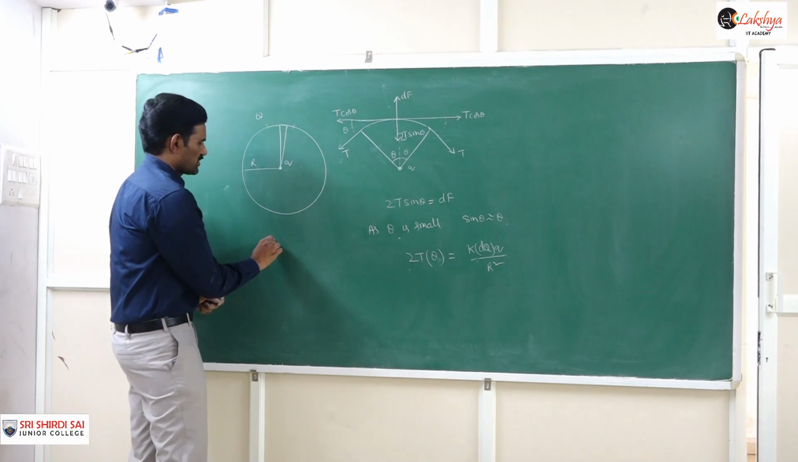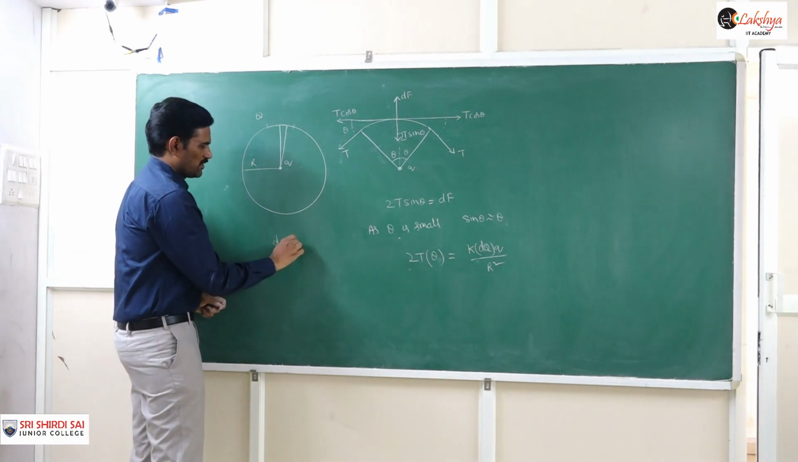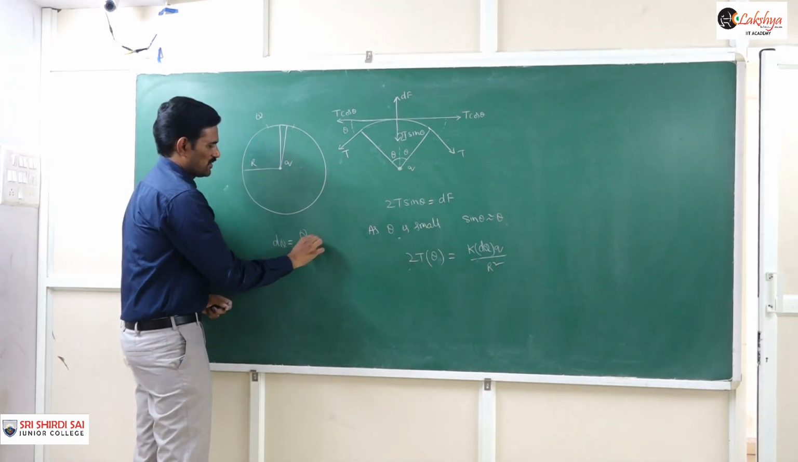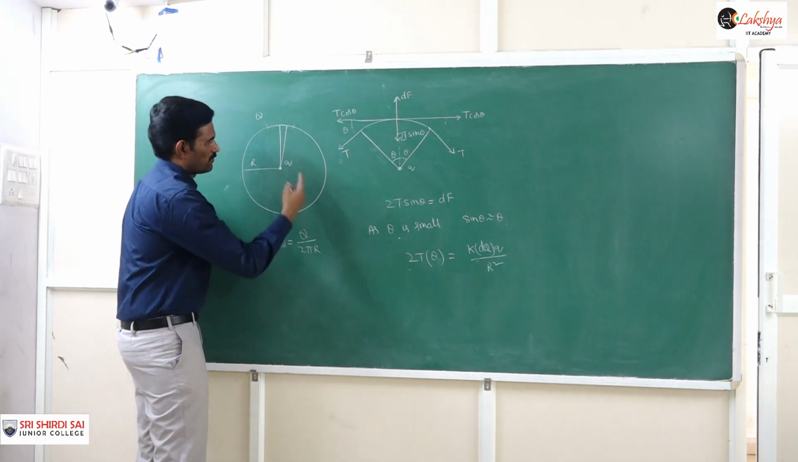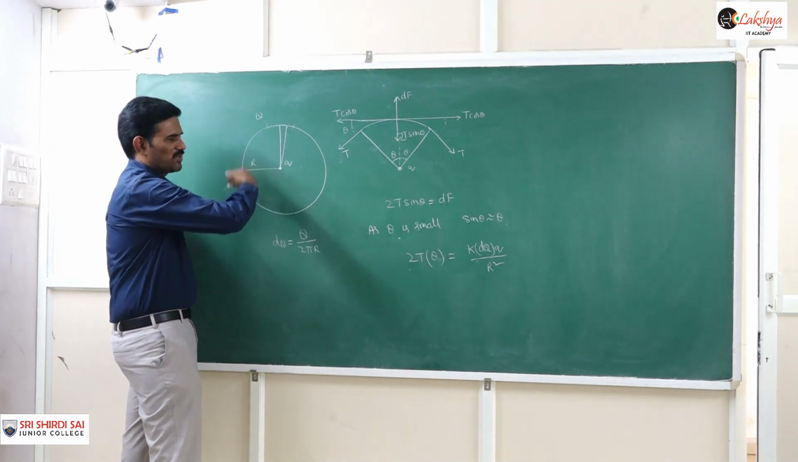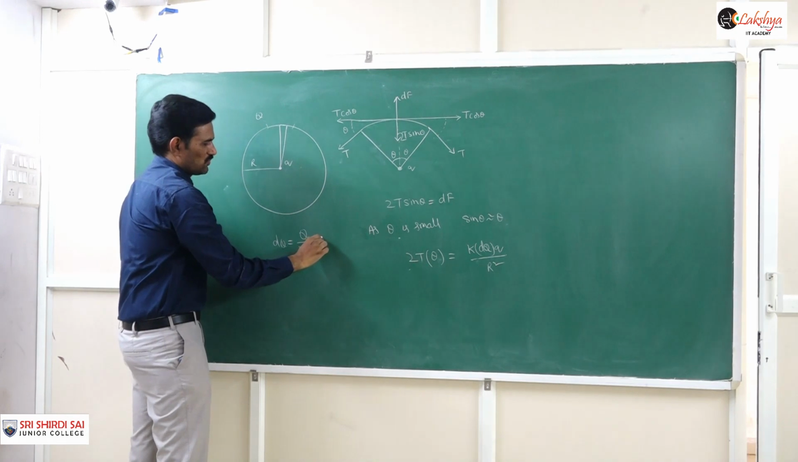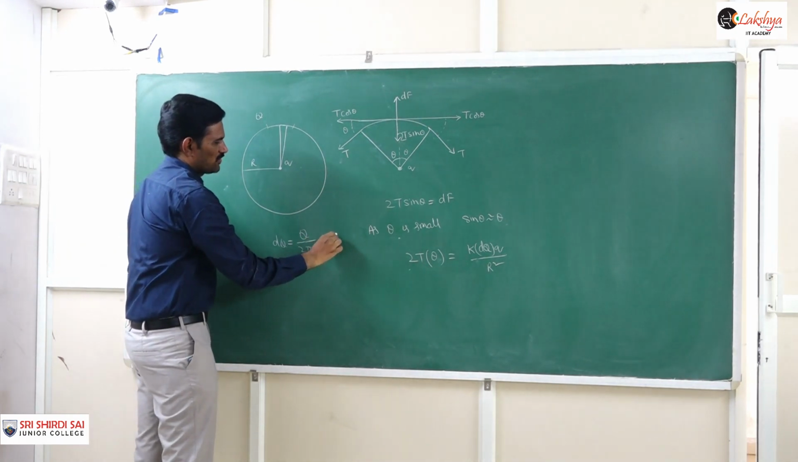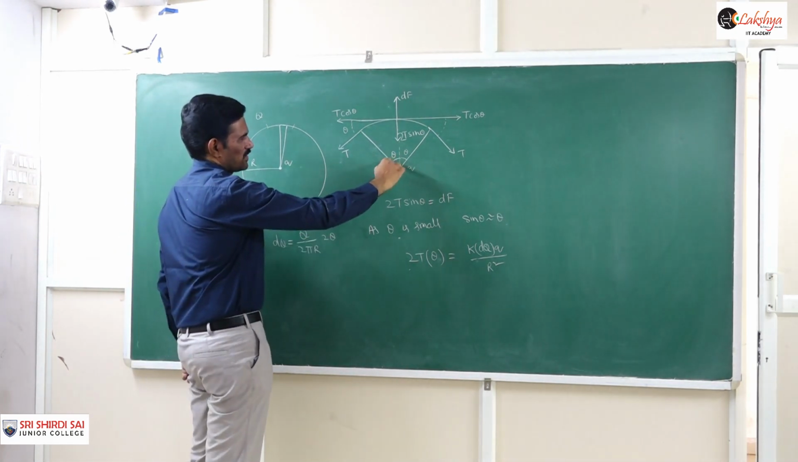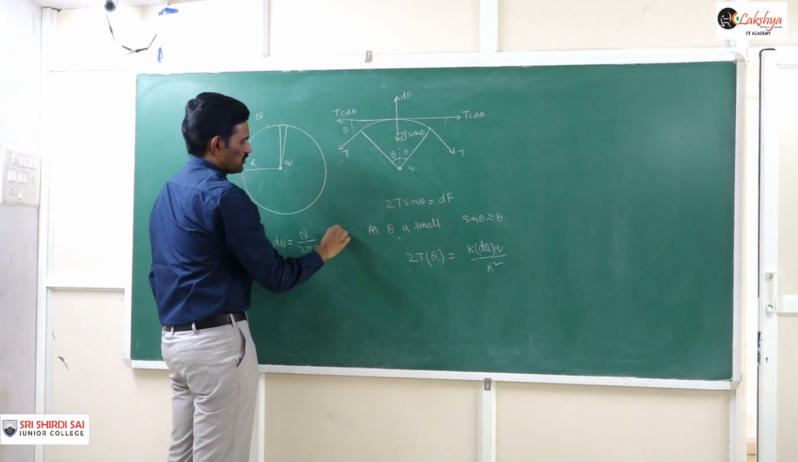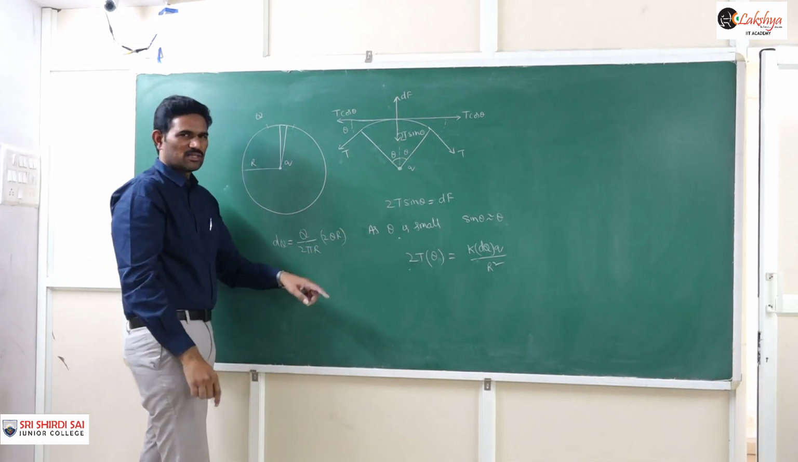So first I am writing the dQ value here. We can define dQ as Q by 2 pi R into R d theta, because that Q is distributed on the complete circle, and the total angle we are taking as 2 theta. So it is 2 theta into R, the formula for the arc length.